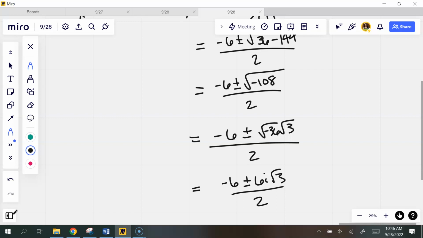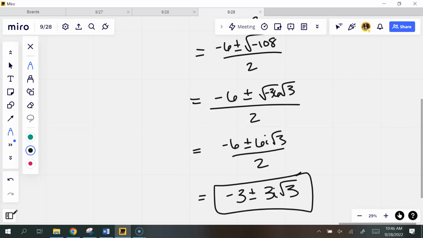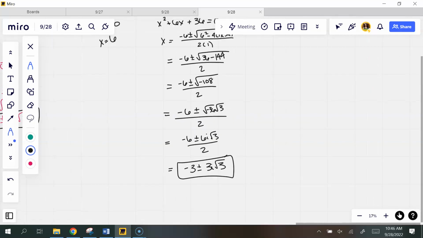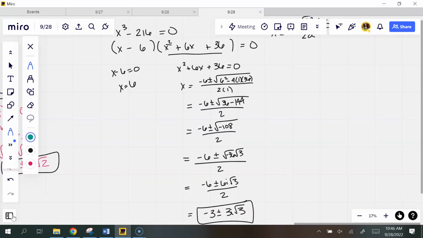And I can divide everybody by 2. Now I told you to hang on to your britches because it was going to get good. Negative 3 plus or minus 3i root 3. And I am done. There's 2 solutions. So we have to use everything we learned in Unit 1 to solve this piece of the polynomial equation.